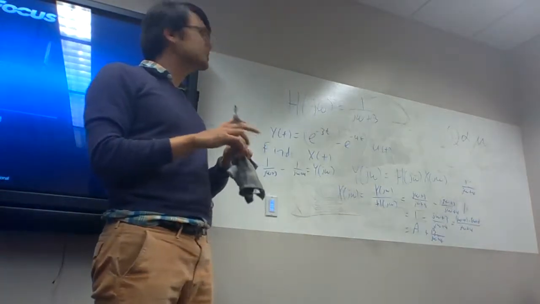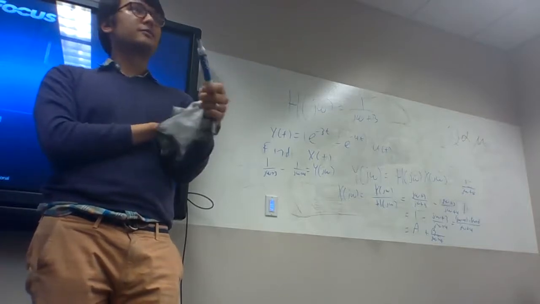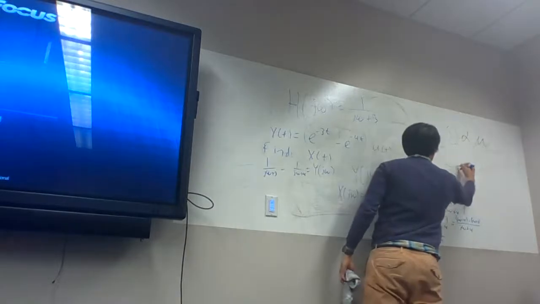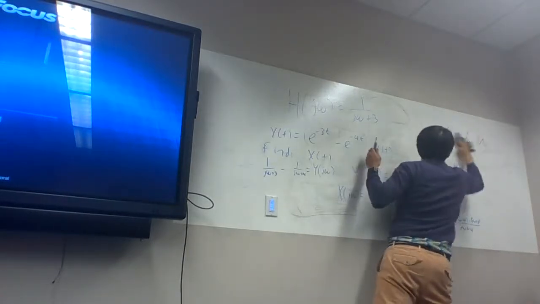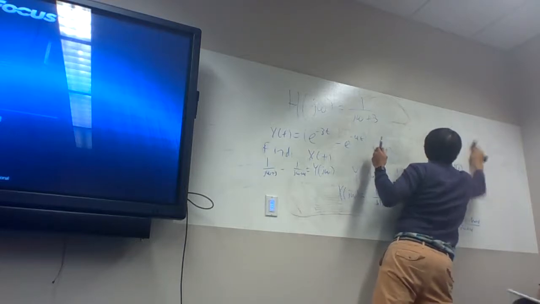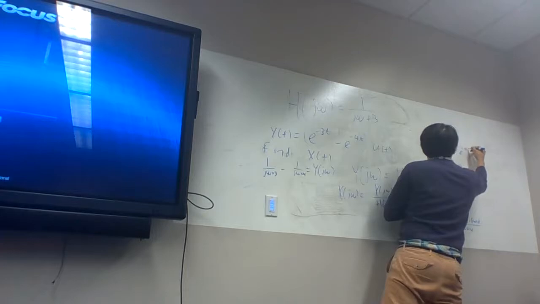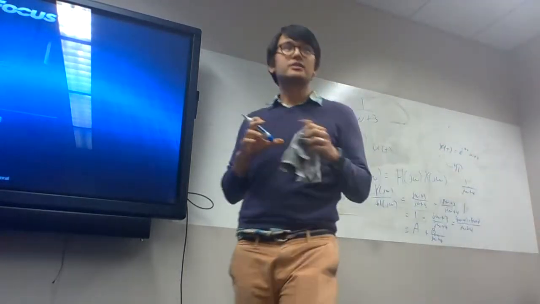And then again, this is one we should be able to do by inspection. What would x of t be in this case? e to the negative 4t times what? Yeah, exactly. This implies x of t is equal to e to the negative 4t times u of t. Yeah, perfect. So that's how we do that.